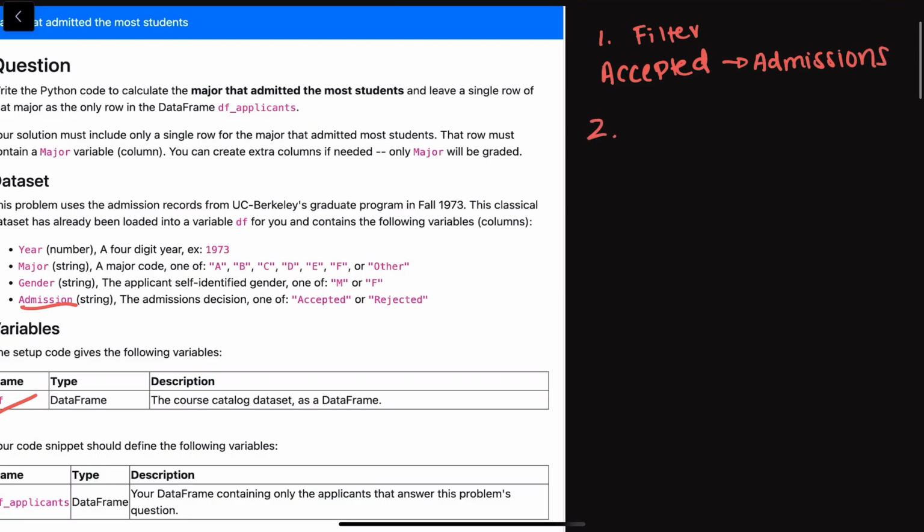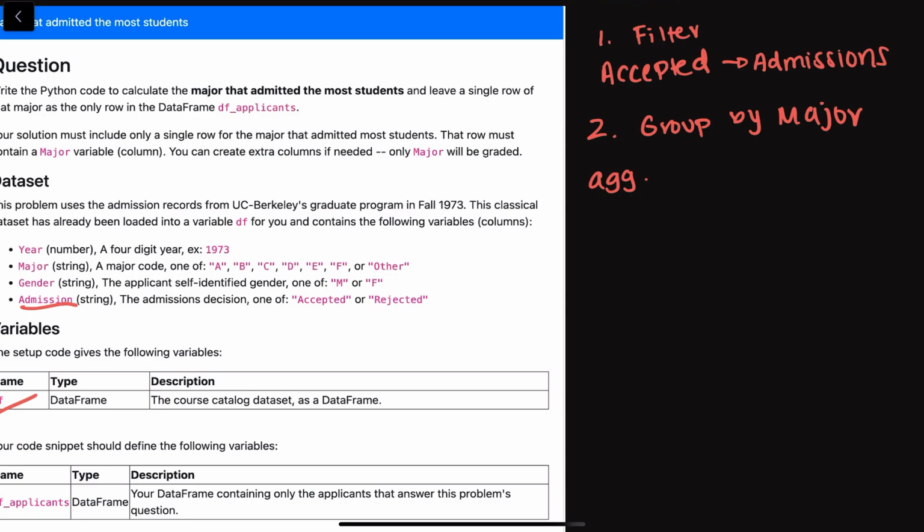Okay, so now we have a data frame of all the students that were accepted or admitted, but we want to find the major that admitted the most students. So this means that we're going to have to group by major. So if you guys remember the syntax for group by, we always group by a column. So in this case, we're grouping by major so that we can find the major that admitted the most students. So after we group by, we always want to make sure that we're aggregating by something. So we have a data frame that accepted the most students. And now we've grouped the accepted students by major.